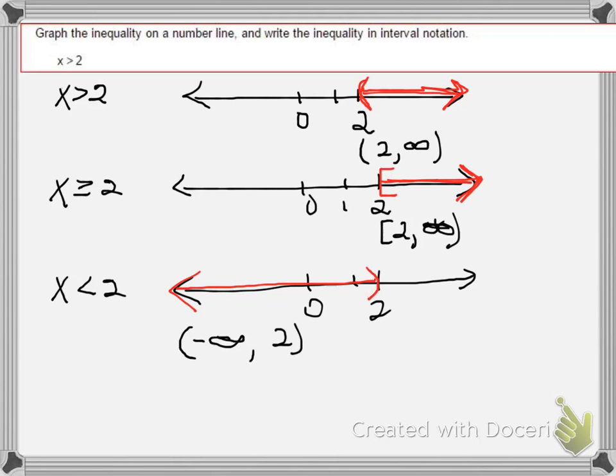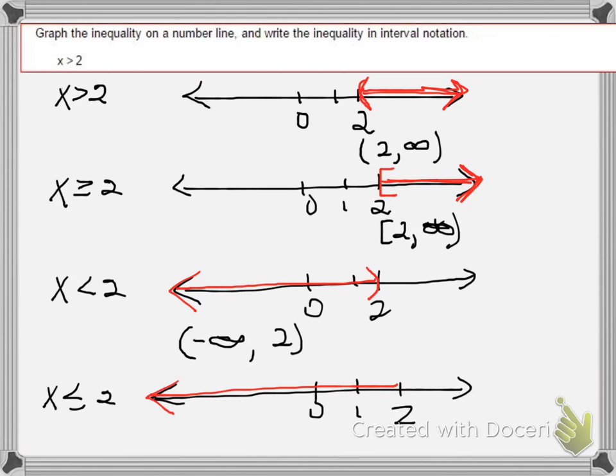One more, and you guessed it, x is less than or equal to 2. So we draw the number line, we locate 2, and now we want less than 2. So that would be to the left of 2, going on to negative infinity. And at 2, because of the or equal, we have to put a bracket. Then to write our interval notation, we still read from the left, so we have negative infinity to 2 with a bracket.